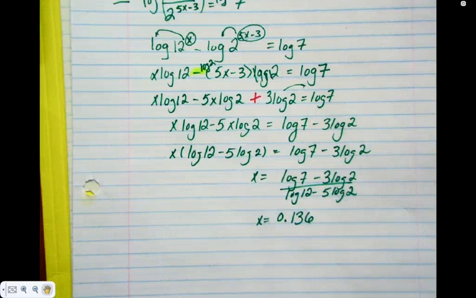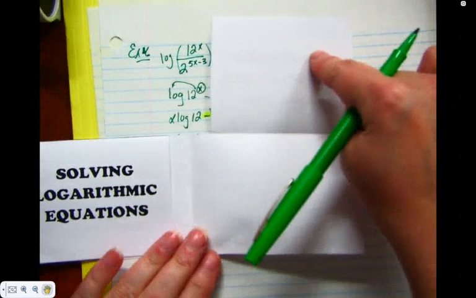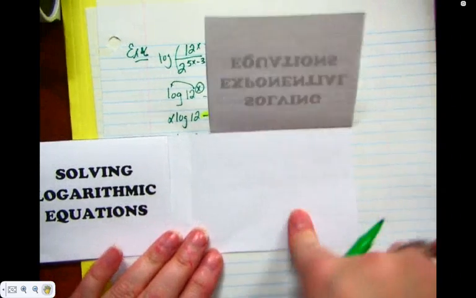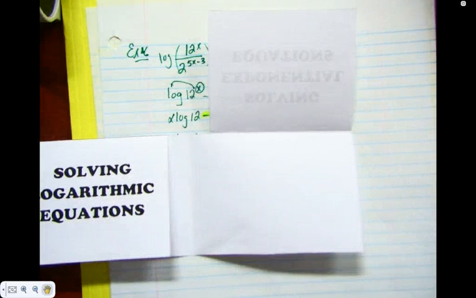Show me your thumb. How are we doing so far in exponential? Grab the little foldable guy from yesterday. Same deal. We're going to open up the second flap. What goes on the top? Methods. What goes on the bottom? Whatever the hardest example is for you.